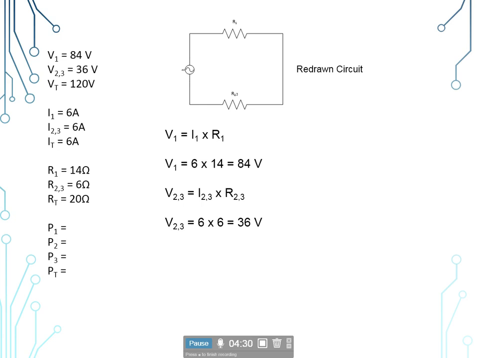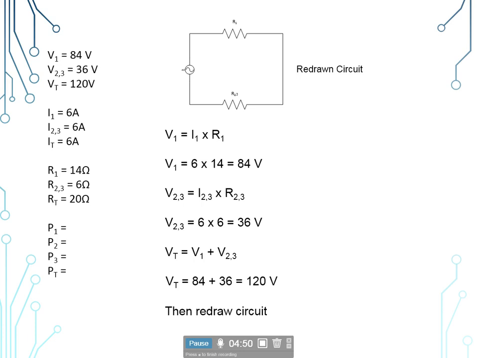Now as you notice, because of our series circuit rules, the sum of the individual voltage drops must equal the total voltage, and so that means V sub t is equal to V sub 1 plus V sub 23. So 84 plus 36 is 120 volts, so we do meet that criteria.